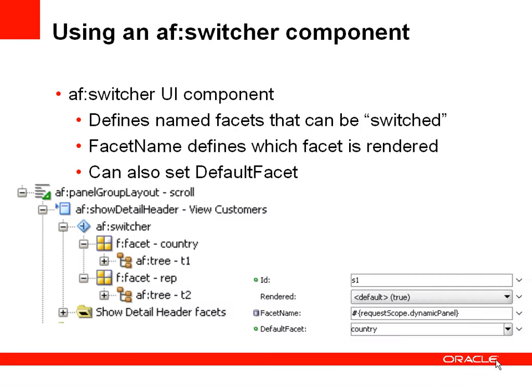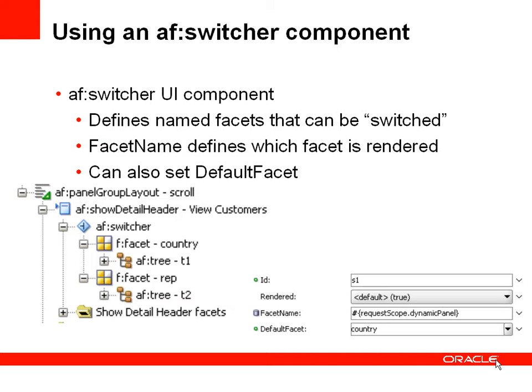Well, we can use an ADF Faces component called the AF Switcher component. This is a UI component that defines a number of named areas called facets, and each of these facets can be switched, which means it's rendered. The component uses the property facet name to decide which facet should be rendered. You can hard code this value, or typically, as we see in the example here, you might choose to read the value of the facet name from some dynamic area.